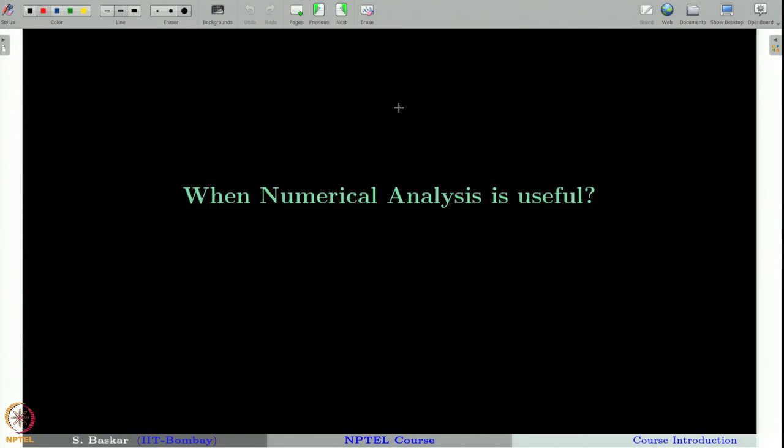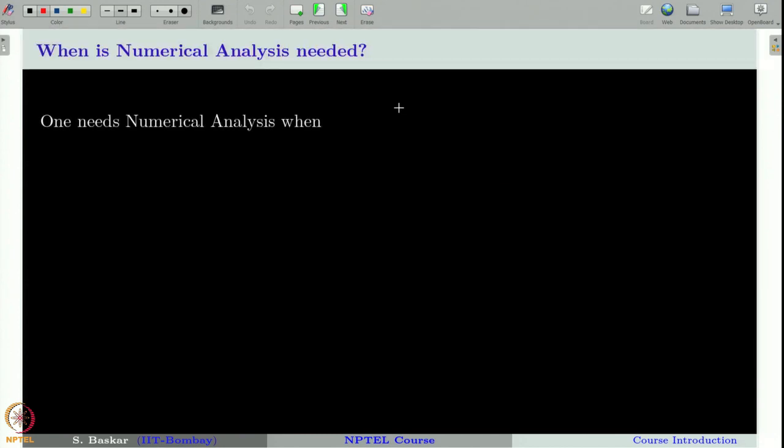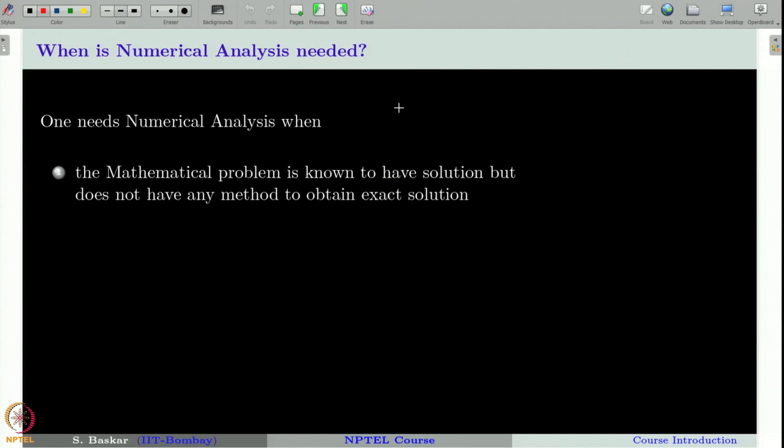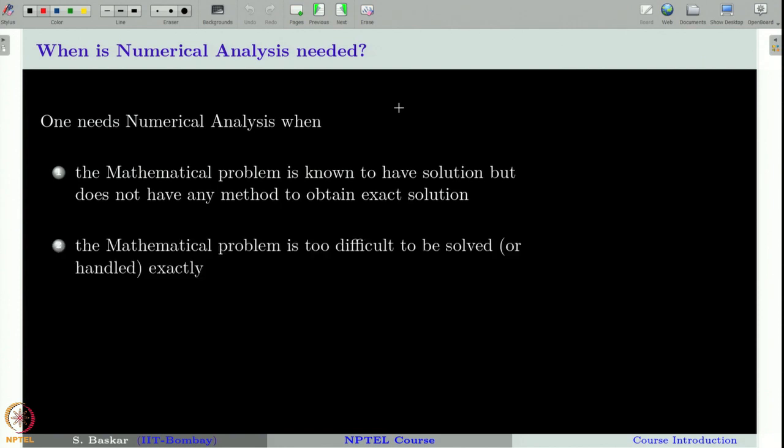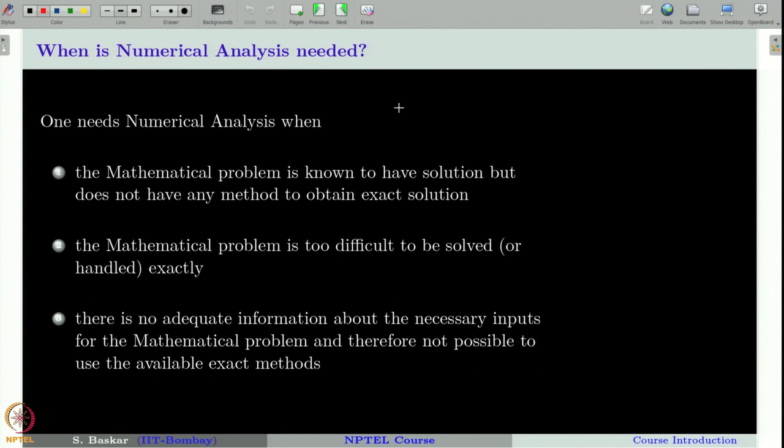Okay. The next question is, when is numerical analysis useful? Well, one needs numerical analysis when the mathematical problem is known to have a solution, but does not have a method that can give exact solutions. Sometimes the mathematical problem is too difficult to be solved exactly, and there are also situations where we do not have adequate information about the necessary inputs of the mathematical problem, and therefore, it is not possible to use the available exact methods. These are some situations where we have to go for certain approximations. As I told, if we choose to go for numerical approximations, then numerical analysis has to be understood thoroughly.